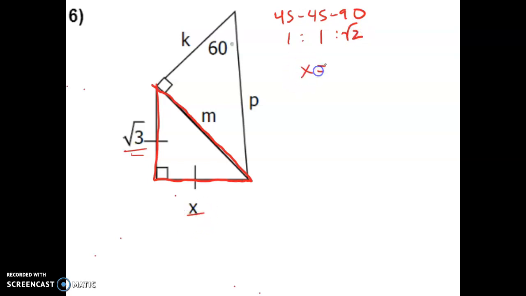I know that x is the same measure because of these tick marks here. It's a right isosceles triangle, so x is root 3. There's one solution. And then the other thing is, if I take one of these legs and multiply it by root 2, then that will give me m.